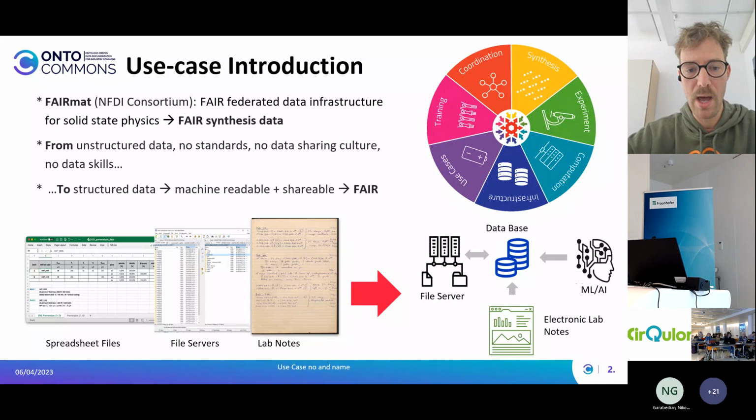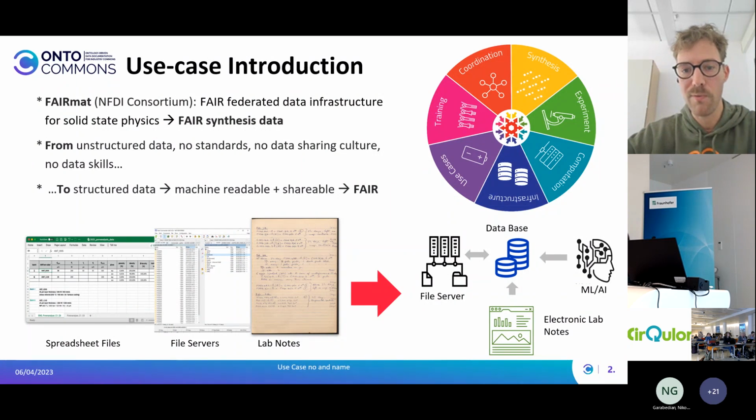What we would rather want to have is a database with structured data, which is connected to our file servers where the raw data is. Directly connected, we would have electronic lab notes. This is to avoid handwritten notes, but at the same time, these lab notes need to be connected to the structured data, to the data models that we have in the database. So at the end, we have machine-actionable data, or FAIR data. Then you can apply machine learning and artificial intelligence tools. This is what we are working towards.